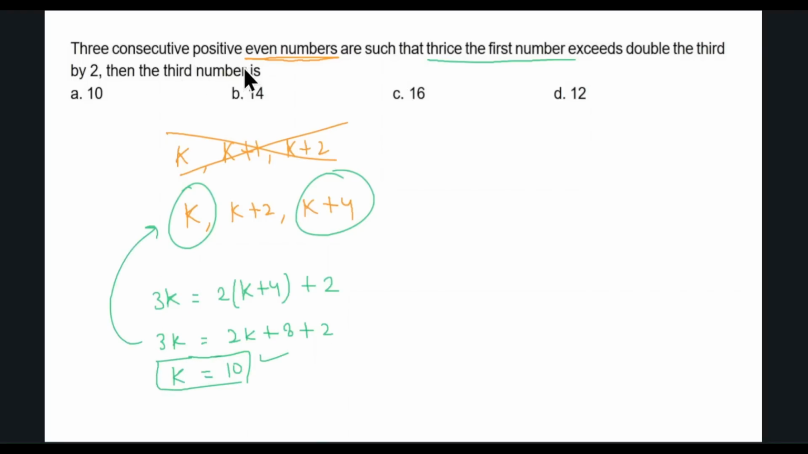That's what we wanted. So they are saying what is the third number? The numbers will be 10, 12, and 14. So the third number is definitely 14, option B.